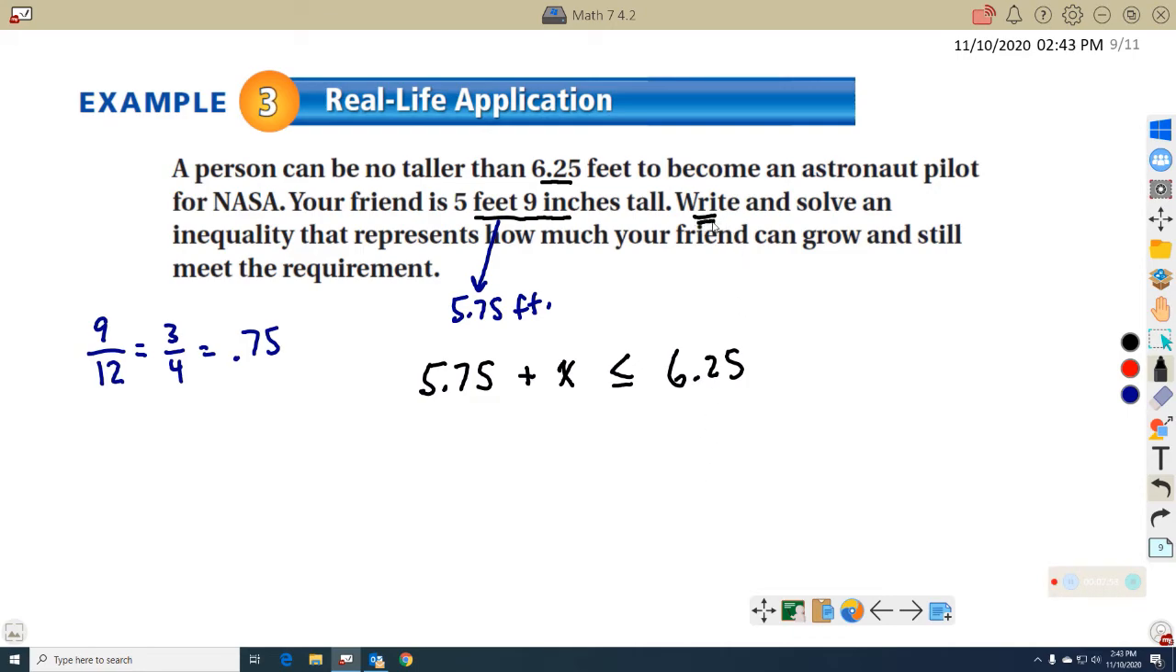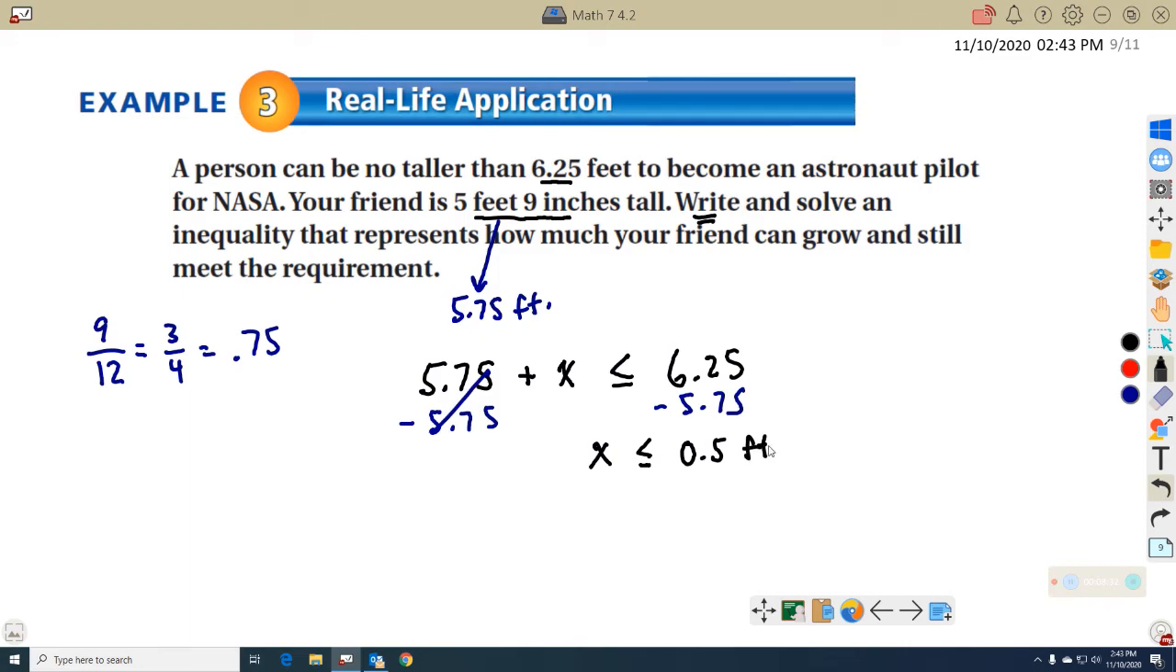We've written the inequality. Now we'll go ahead and solve it. We'll use that subtraction property of inequality. I'm going to subtract 5.75 from both sides. Those will equal out. Let's see, 5 minus 5 is 0. 12 minus 5 is 5. And 5 minus 5 would be 0, right? So x is less than or equal to 0.5, and this is what?